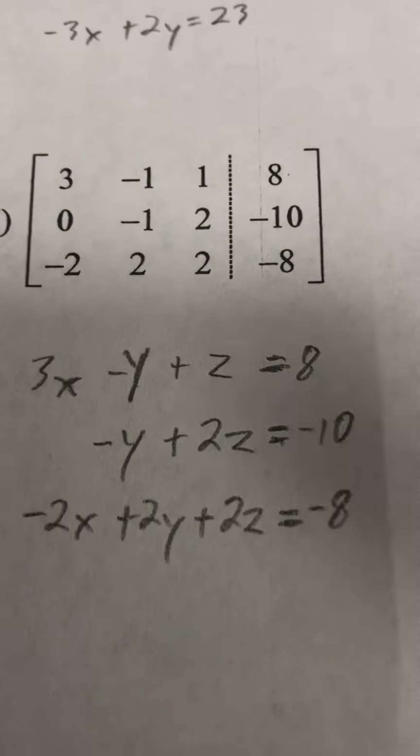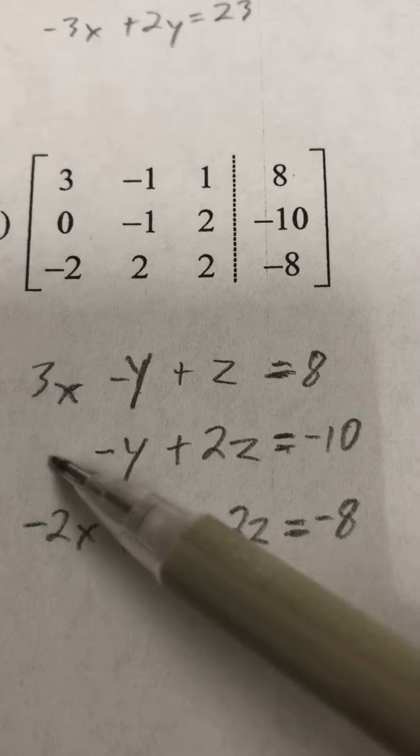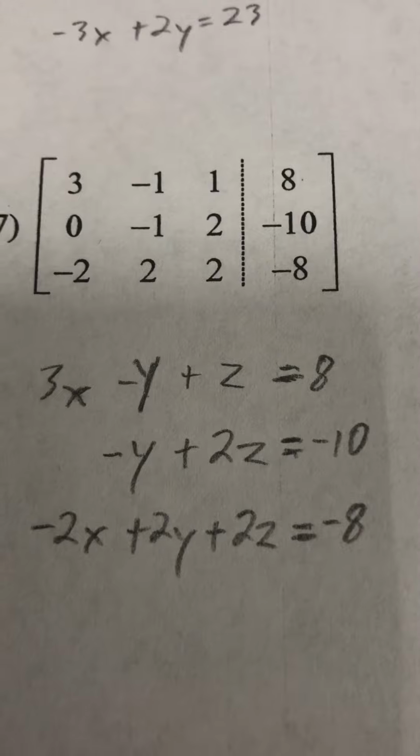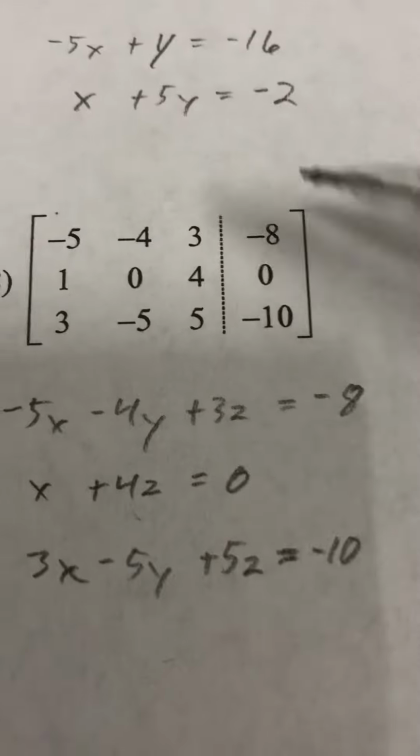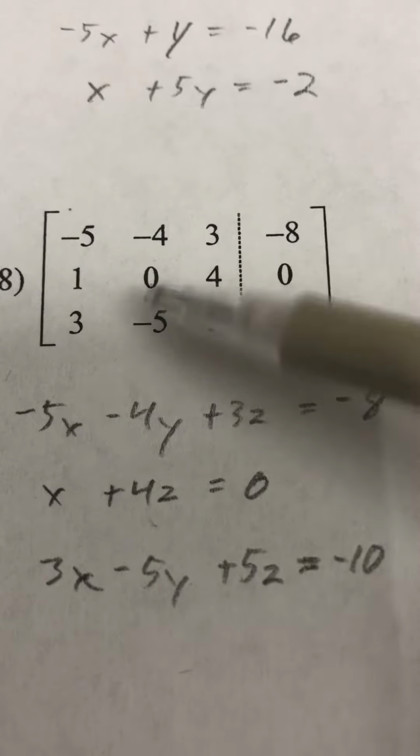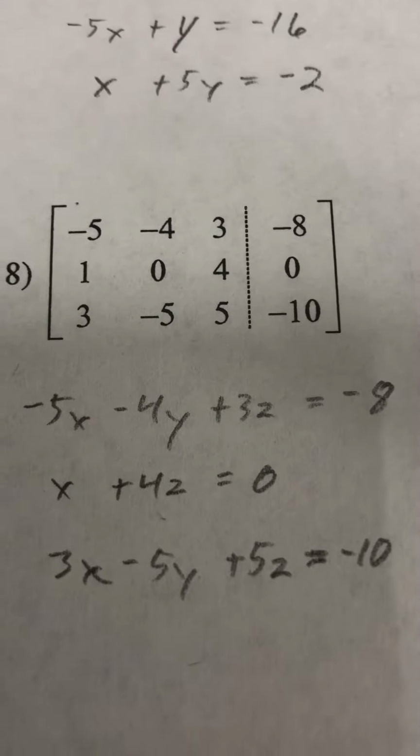And you could pause this. Notice there was a 0 there, so there is no x value in there. That's what it's telling you. And then last but not least, number 8. Notice there's a 0 there, so there's no y value in that one.